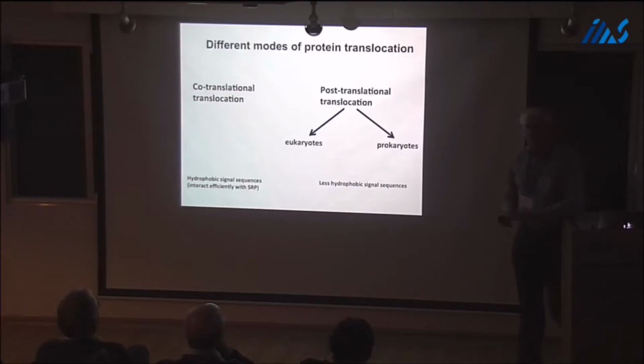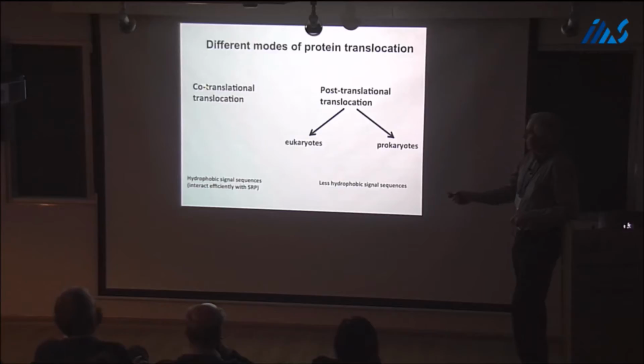Now here's a very important point. The channel itself is just a passive pore. It doesn't transport proteins on its own. It needs partners that provide a driving force for translocation. And we have different modes of translocation. There's the co-translational mode, which means that the polypeptide chain is transported across the membrane while being synthesized. And there's a post-translational mode, also in all cells, in which the protein is first completed in the cytosol and then translocated. Post-translational translocation is done differently in eukaryotes and prokaryotes, whereas co-translational translocation is universal.